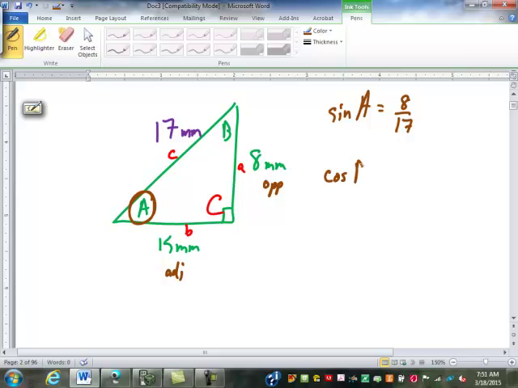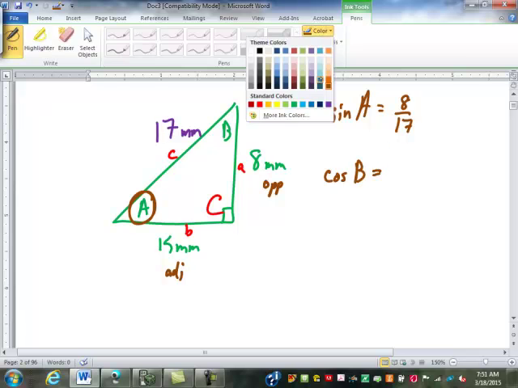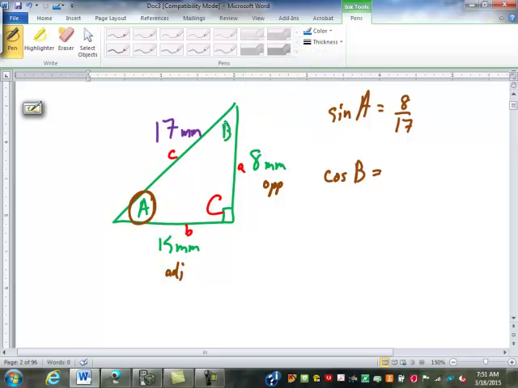Cosine of angle B. So here's angle B. According to angle B, what's now the opposite side? The 15. And the adjacent side would be the 8. Well, cosine is adjacent over hypotenuse. The adjacent side is the 8. The hypotenuse, well, that side never changes. That's still 17.